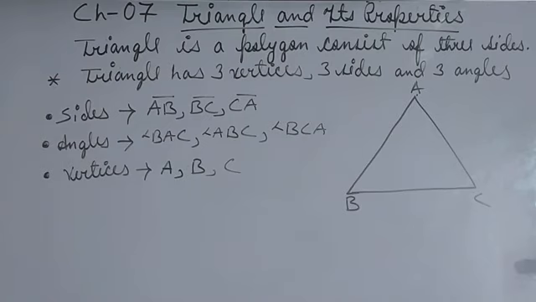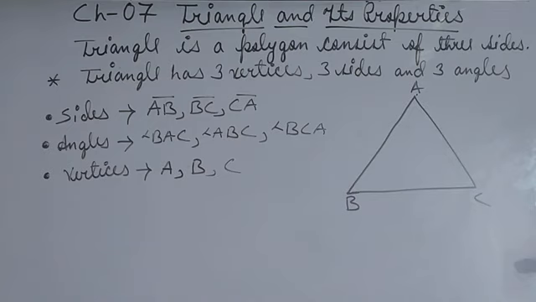Today we are going to start with our new chapter, that is triangle and its properties. In this chapter we are going to study about the triangles and the various properties of it. So first of all we should know what is a triangle. A triangle is a polygon consisting of three sides. Triangle एक ऐसा polygon है.